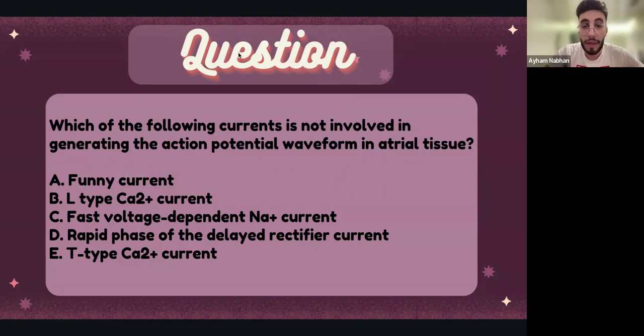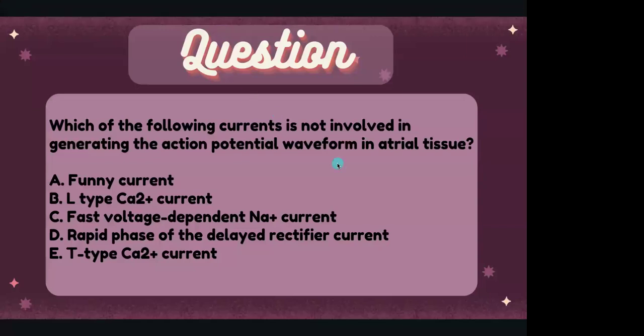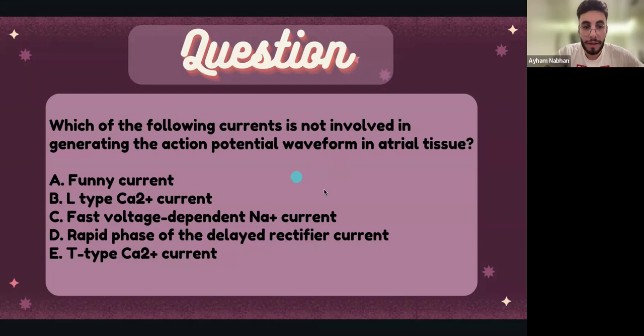What do you think, guys? A, or maybe it's C? D? No, it's A, because it says the atrial tissue. And as you say, the funny currents are just found in the SA node and AV node, the pacemaker. The atrial tissue would have the tiny conductance calcium channels. Clear?